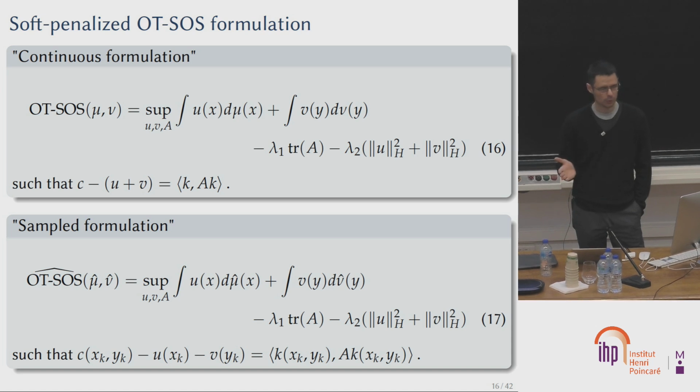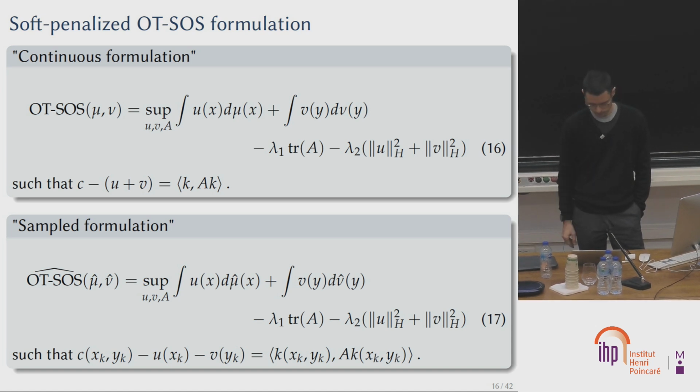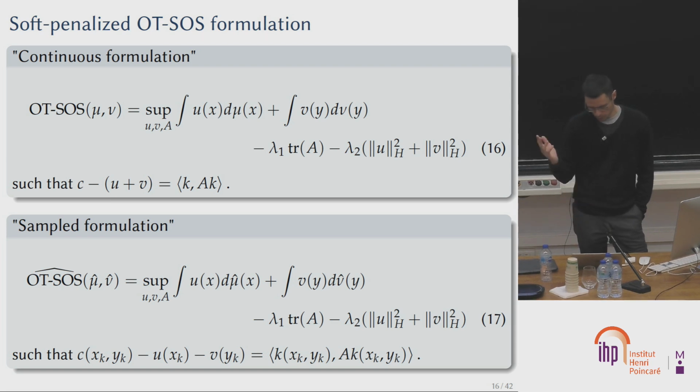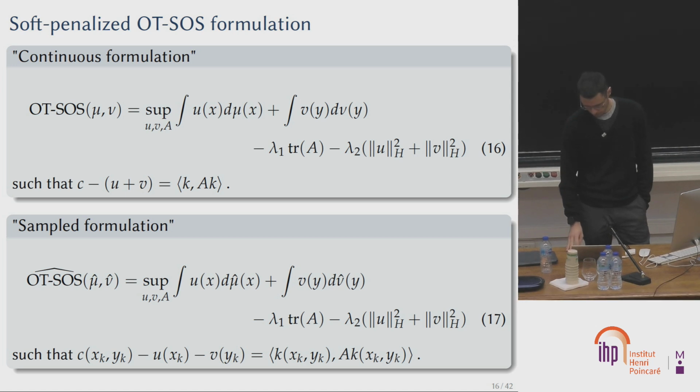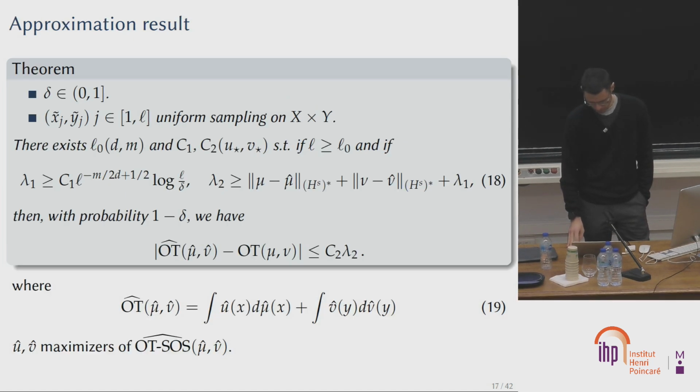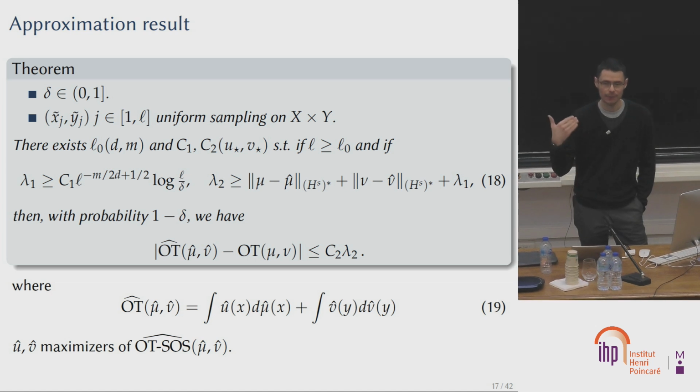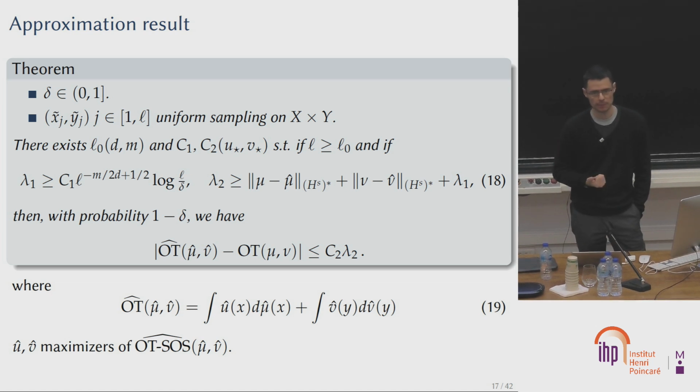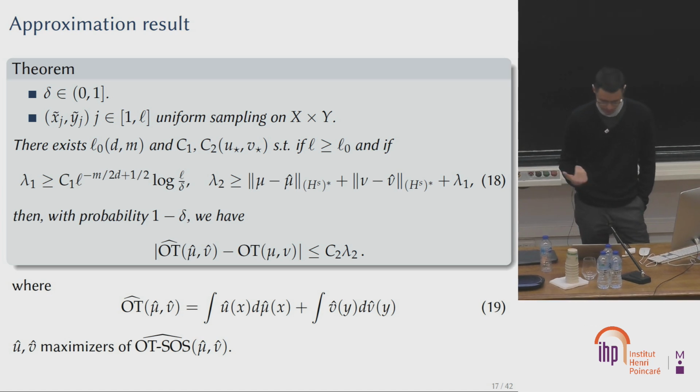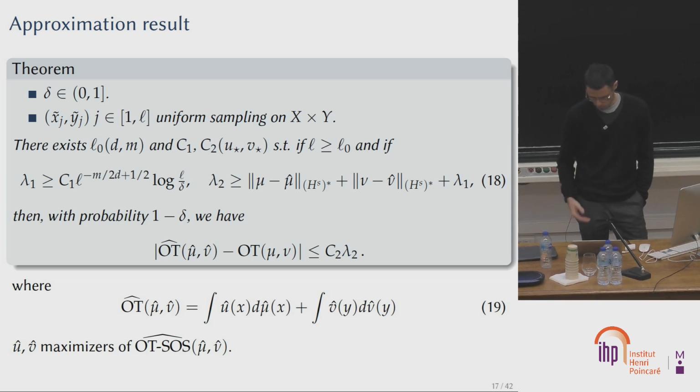Okay, but now we need a sampled formulation. We simply replace mu by mu hat and nu by nu hat. And now we also sample the equality constraint using just a given set of points. And assuming that we are able to solve the previous formulation, at least computationally, we can define an estimator for which we have certain inequalities which ensure convergence.